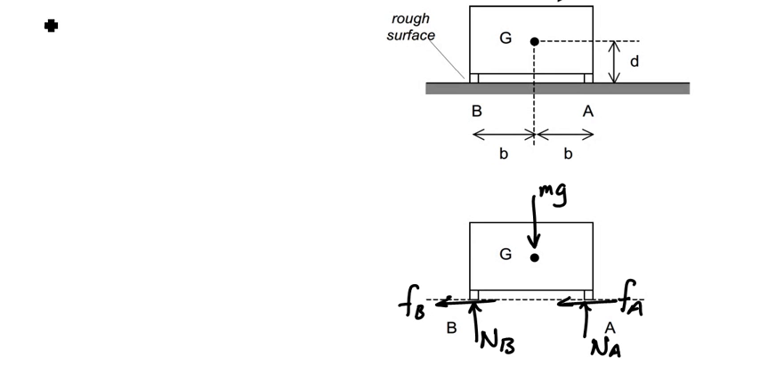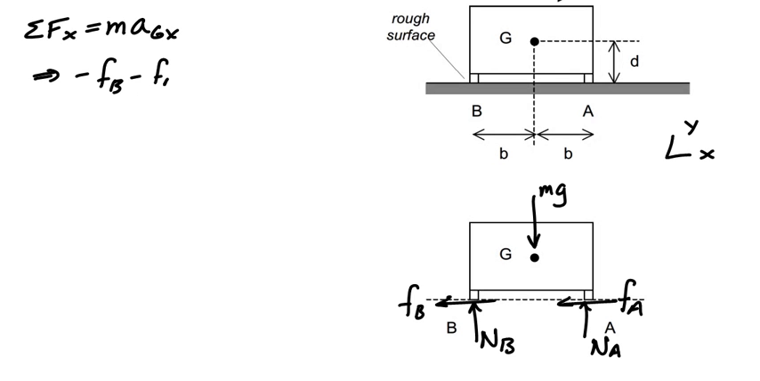So with this free body diagram in mind, I can then start by writing down my kinetics equations. So I'll say first of all the sum of forces in the x, assuming conventional xy axes, has to equal the mass of the crate times the acceleration of point G in the x. And if I work this out here, I'll have minus FB minus FA is going to equal m times the acceleration of the center of mass in the x. I can call this equation 1.